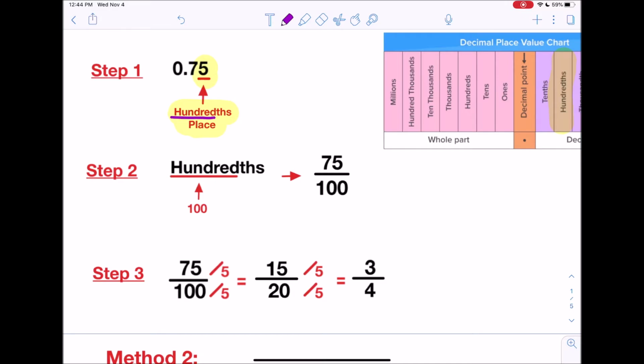And remember, 0.75 means 75 out of 100. It means out of 100.